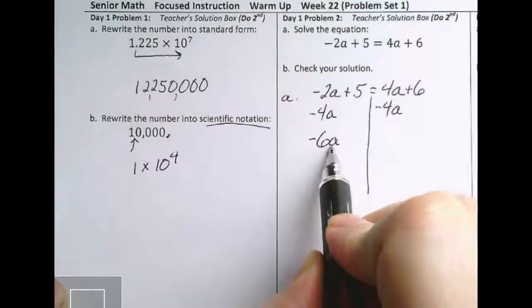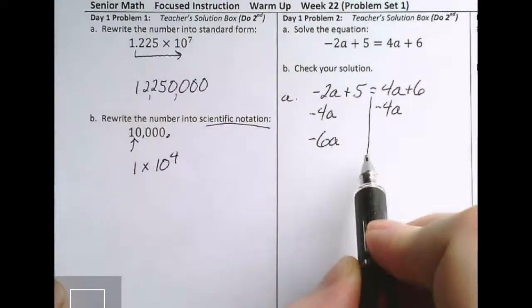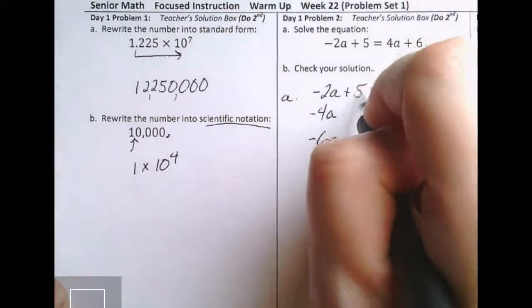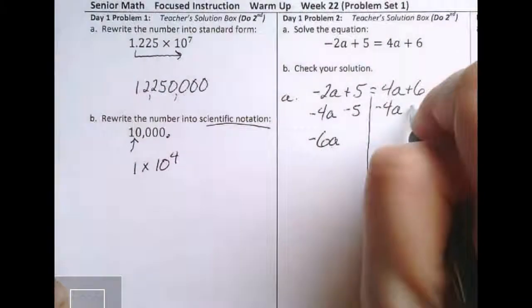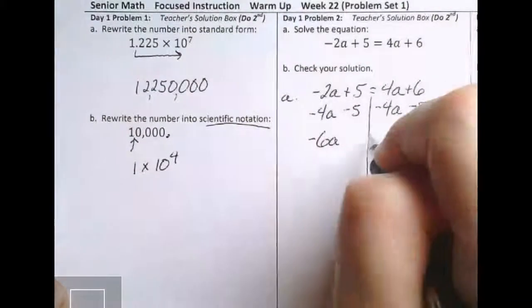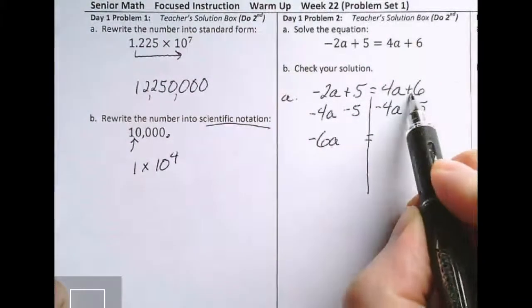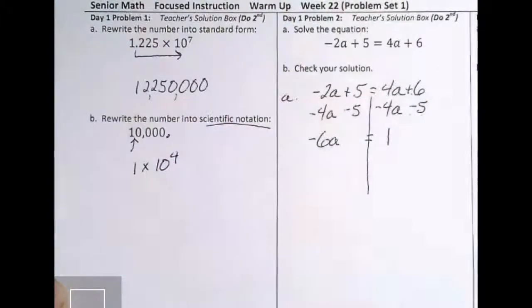Since we're putting the a on the left side of the equation, let's put the constants to the right of the equation. This positive 5 can be removed by subtracting 5. And over on this side, subtract 5. 6 subtract 5 is 1. So we have negative 6a is equal to 1.